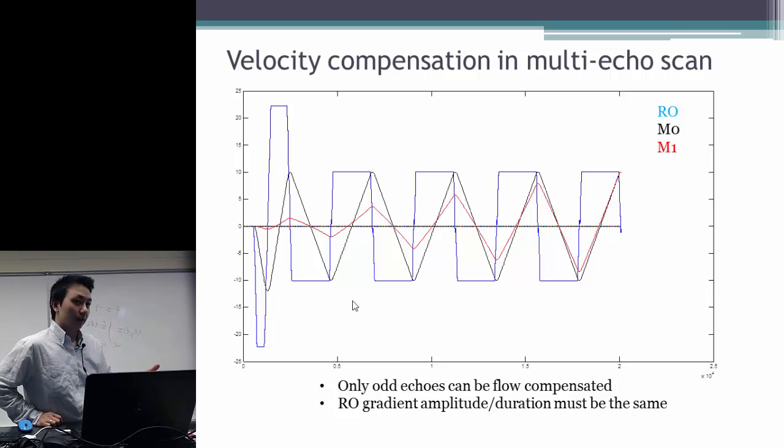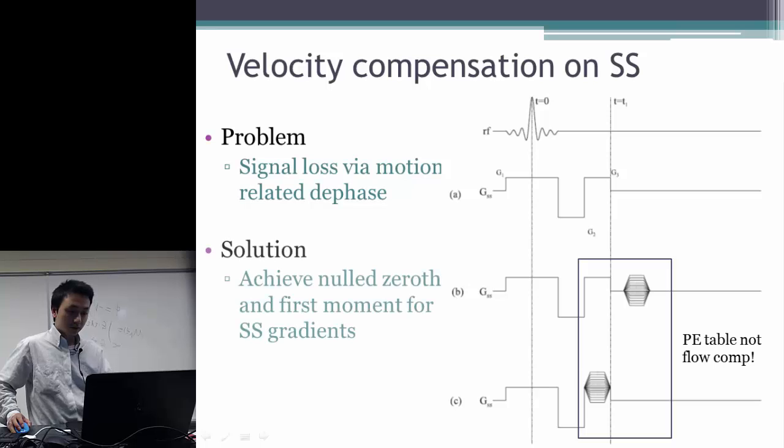is actually dephased already. But for all the odd echo images, they have a flow compensated effect, so we can reconstruct the vessels. So next time I should put them down. Okay. So the velocity, we just talked about flow compensation on the readout.